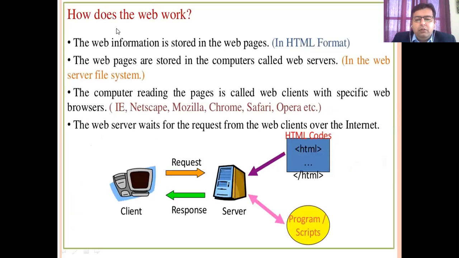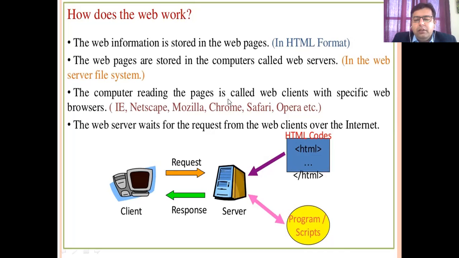How does the web work? Basically, it is the mechanism which I told you right now. The web information is stored in web pages in HTML format, and the web pages are stored in computers called web servers, in the server file system, right? So over here you can see that this is suppose a web server. Okay, another figure I'm going to show you in the upcoming slide. So this is the basic working methodology: web information is stored in web pages in HTML format, and web pages are stored in computers called web servers in the server file system.